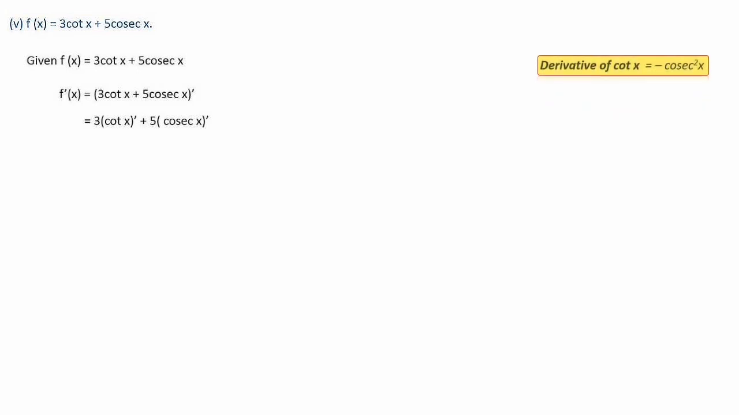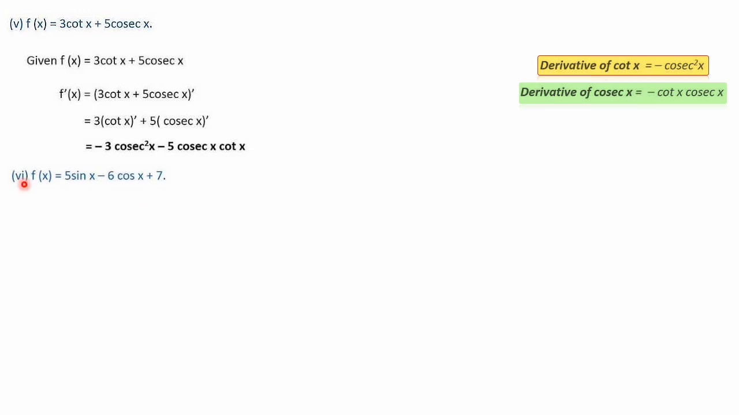Derivative of cot x is minus cosec square x, and the derivative of cosec x is minus cosec x cot x. So we have to substitute that. Derivative of cot x, when we substitute, is minus cosec square x. So minus will be coming first, and here there is a 3, so minus 3 cosec square x. And the derivative of cosec x is minus cosec x cot x. So when you substitute here, that minus will be coming here, minus 5 also is there, 5 into cosec x cot x.